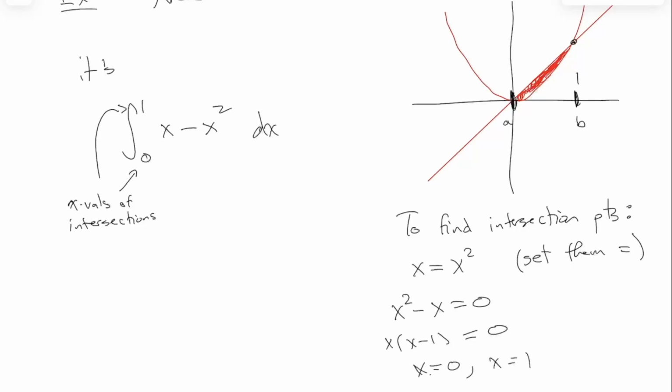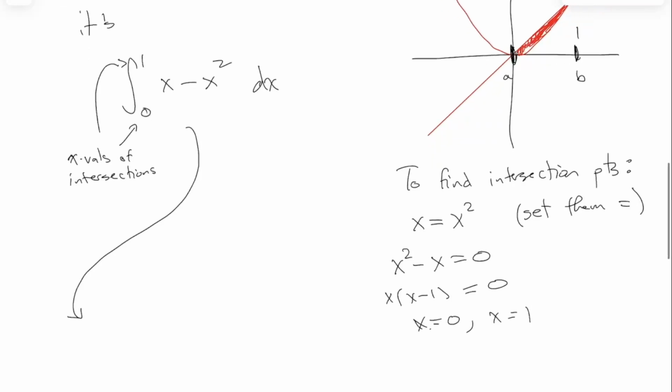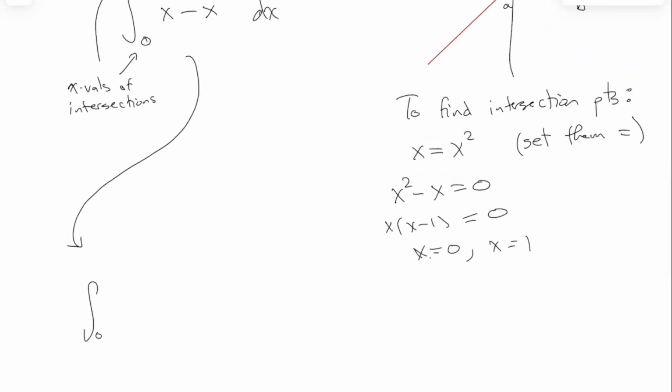All right, let's just actually do the integral. It's an easy integral to do in this example, just for the sake of getting the actual answer. So I go 0 to 1 of x minus x squared dx. And we do the integral. It's 1/2 x squared minus 1/3 x cubed. That's the antiderivative. And I plug in 0 and 1.